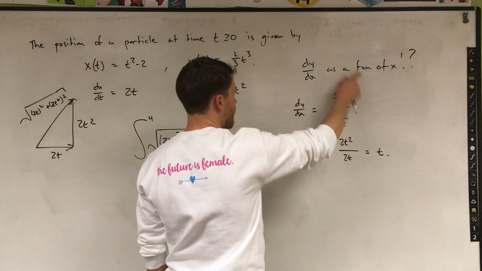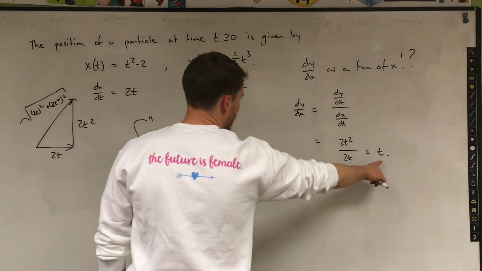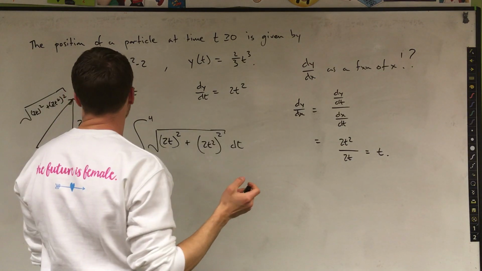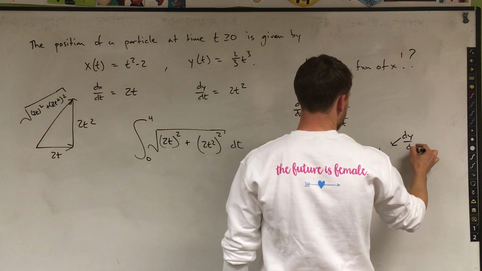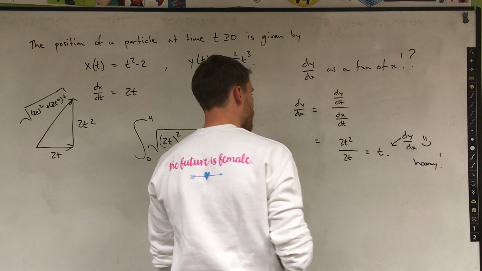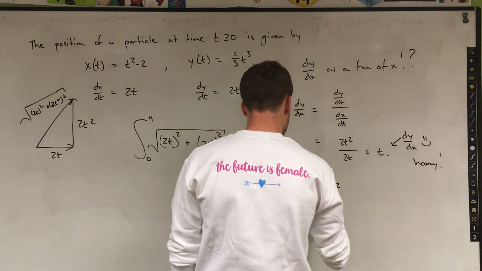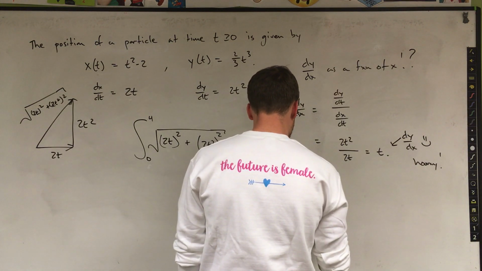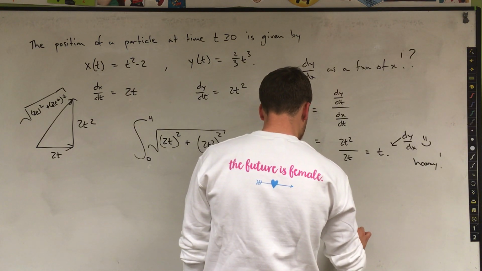Magical. However, that is not a function of x, so how do I get it to be a function of x? Well, I need to find t in terms of x, and then I can plug it in. So this is a formula for dy/dx, but it's not in terms of x. I can remember that x is equal to t squared minus 2. So x plus 2 is equal to t squared. So the square root of x plus 2 is equal to absolute t.